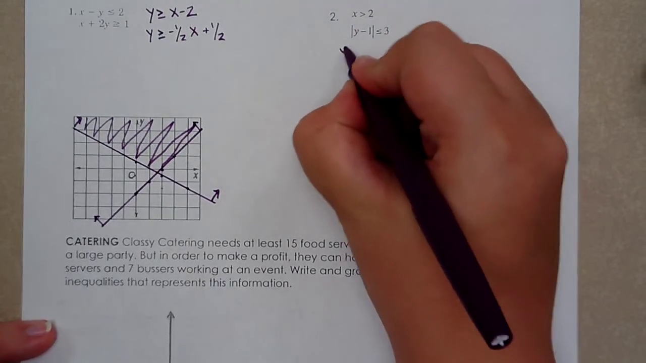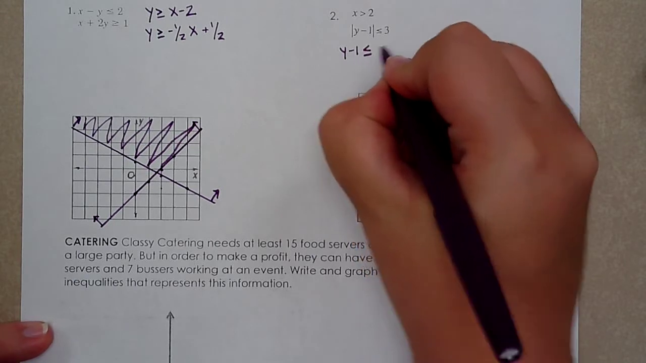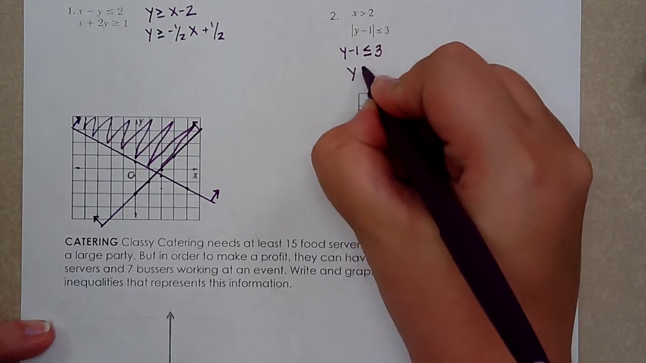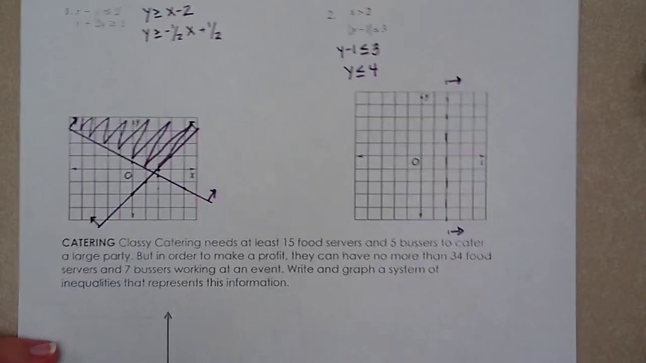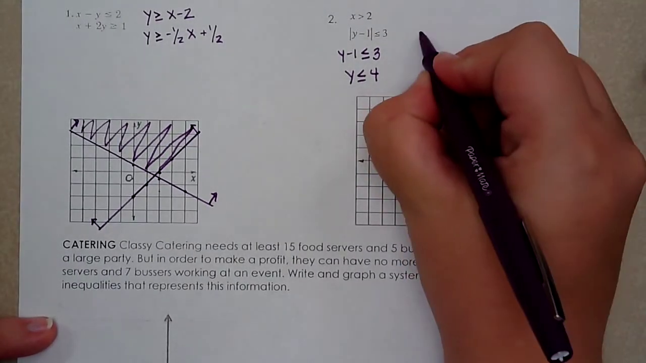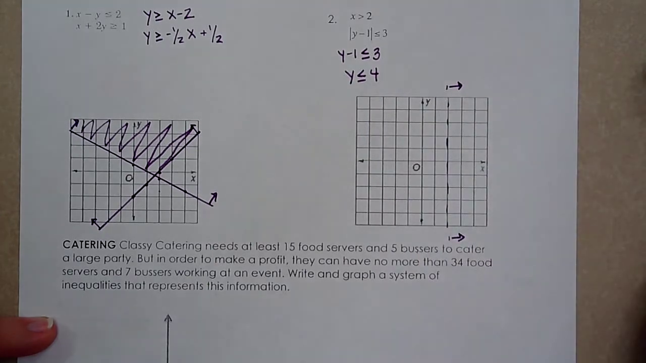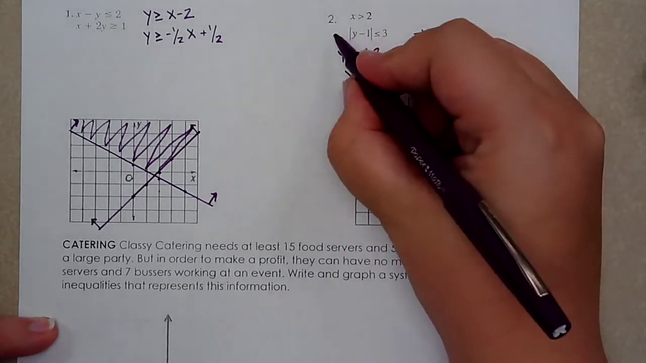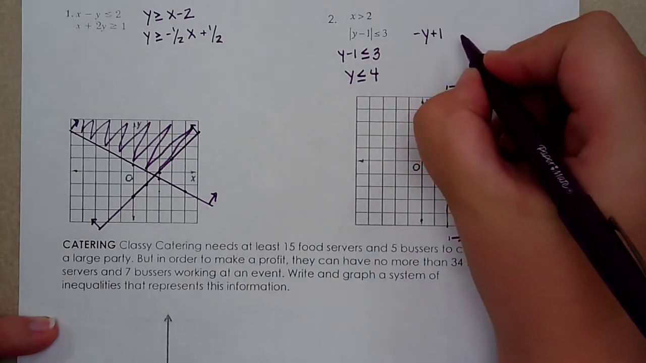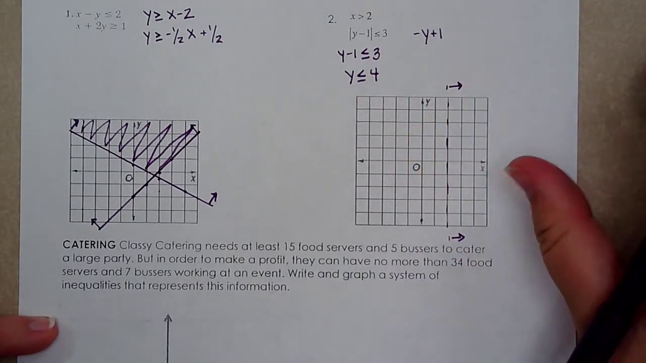We've got the positive version, y minus 1 is less than or equal to 3. I solve, I get y is less than or equal to 4. Simple. But let's do that negative version as well. Negative y minus 1 would be negative y plus 1. I just distributed a negative into both of those. Remember, absolute value can give us the positive or the negative.